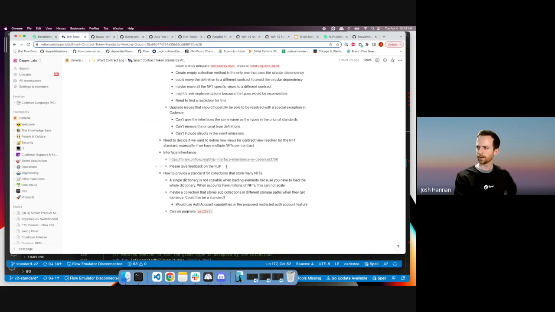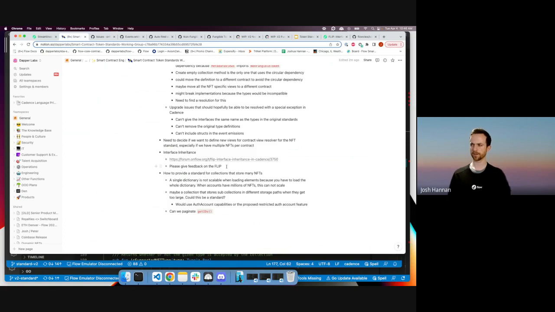And then the last point here that I wanted to discuss was how we can provide a standard for collections that store a bunch of NFTs. There have been problems in the past that this single dictionary storing NFTs is not really scalable, because you have to load the whole dictionary when you're accessing it. And when accounts have millions of NFTs, it doesn't scale very well. And Bjarte suggested having a collection, or a standard, that could store NFTs in different storage paths if they get too large.